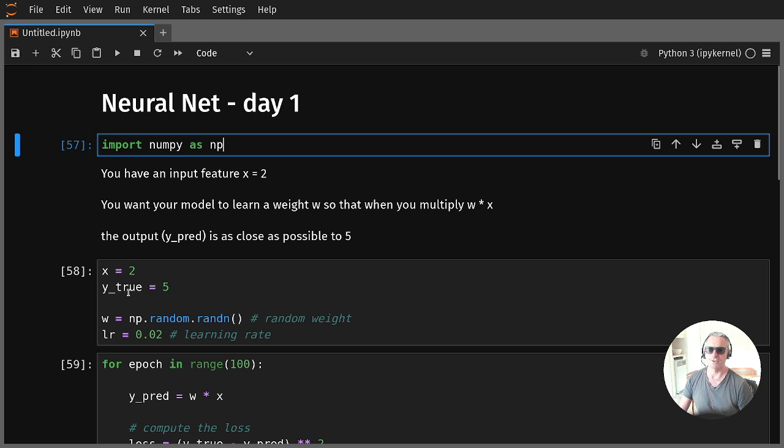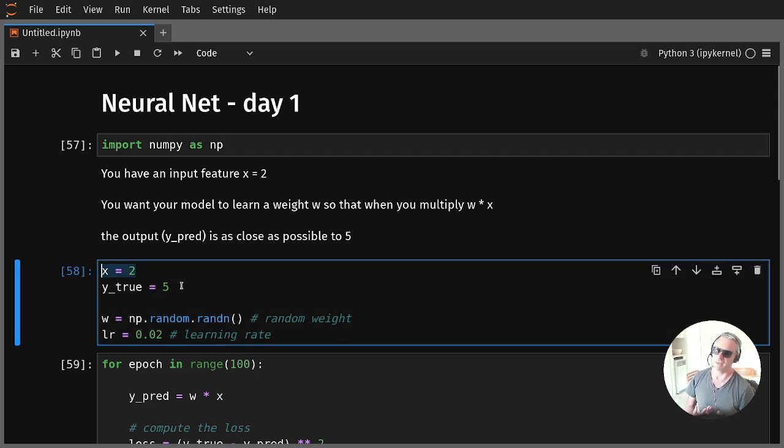You've got an input feature of x equals 2. So we're building a single weight model. Now, real models have billions of weights, but this is just an example of how to arrive at one weight. And it's the weight that makes your model work or useful. So 5 is basically our answer, 2 is our input, and we want to train the model to arrive at the right answer.